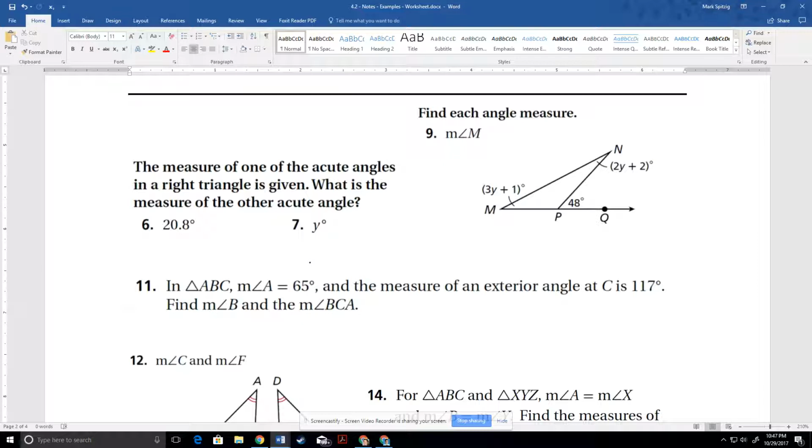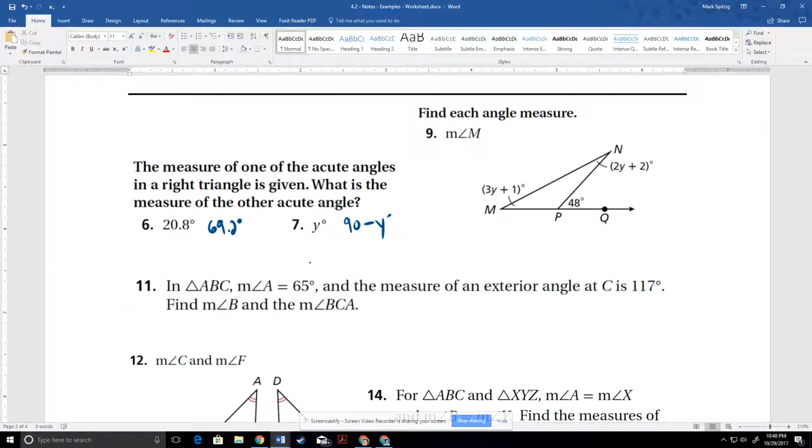So we know that they both have to be complementary, because 90 plus the 20.8 plus the other angle have to be 180, and 90 is already taken care of. So if we subtract, we would get 69.2 degrees. And then in this case, we have y. All it's saying is that what we do over here is we took 90 and subtracted y, right? So that's all that would be.